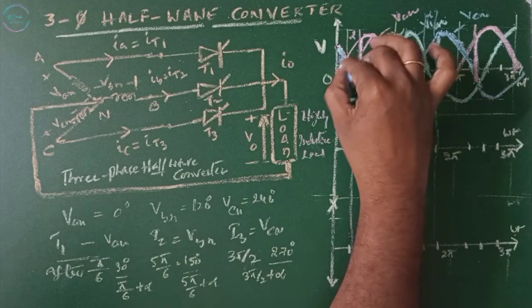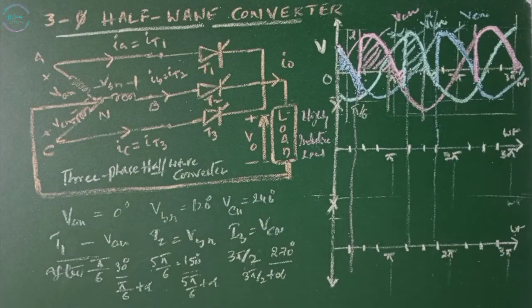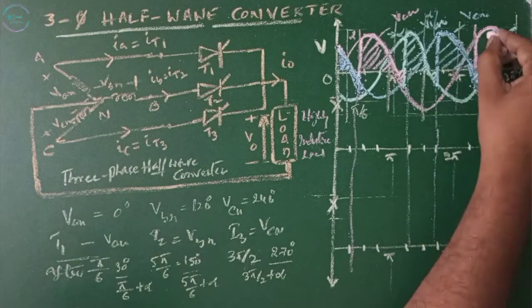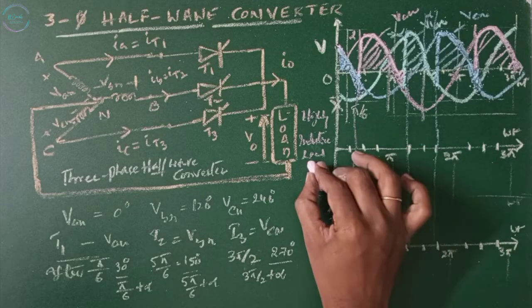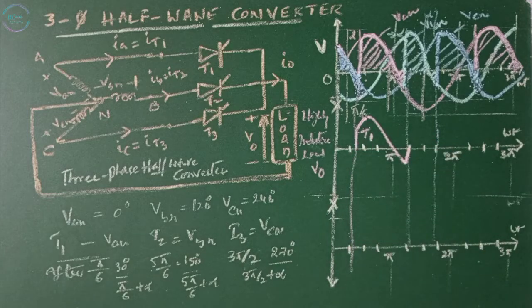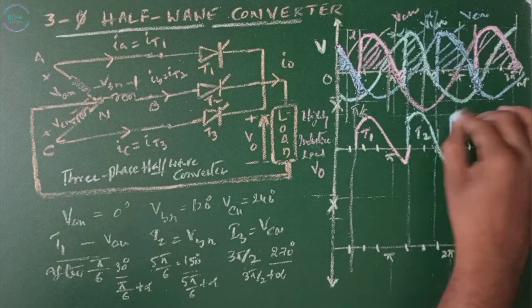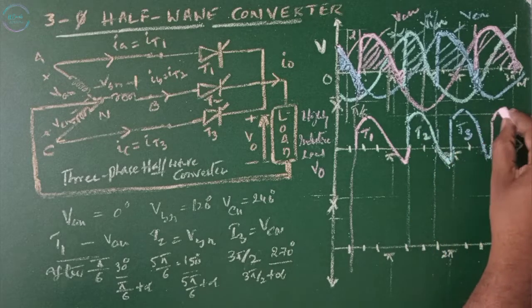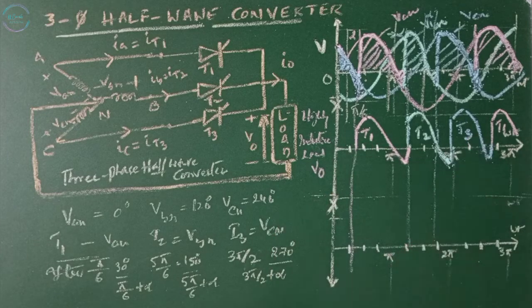So the output voltage V0, if I redraw that, this is due to T1, due to T2, T3, T1. So T1 is again repeated. Before T1 there is a T3, so I'm drawing that T3. This is our output. Now the currents.